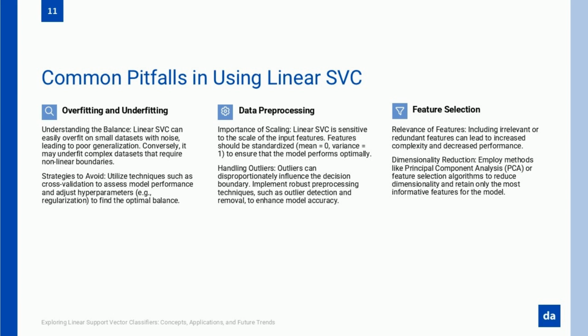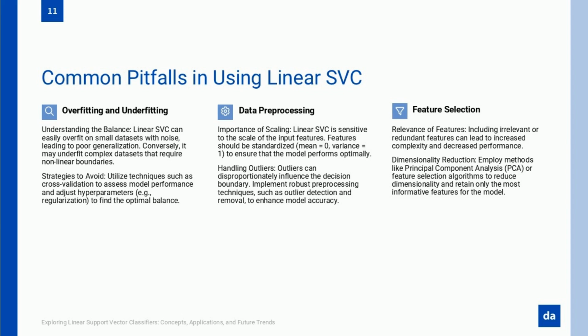Then comes the problem of overfitting versus underfitting. Linear SVC works best on data that is actually linearly separable. If the dataset is too small or noisy, the model may memorize the training data instead of learning general patterns, leading to overfitting. On the flip side, if the data is highly complex and nonlinearly distributed, forcing a linear model will cause underfitting, meaning the classifier fails to capture the full structure of the data. Cross-validation and proper regularization can help balance this trade-off.